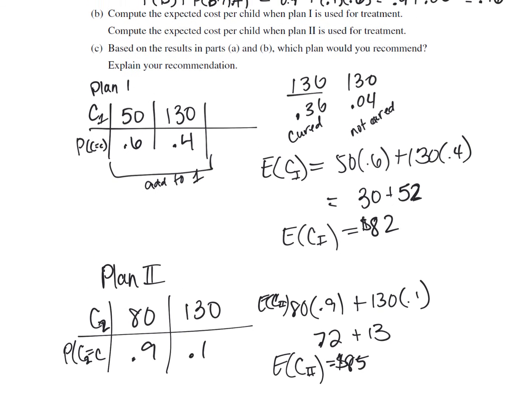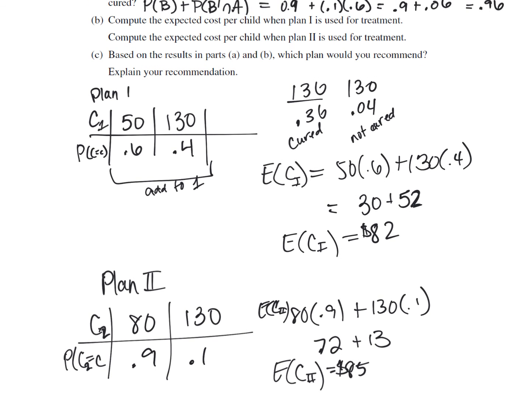So then the last question is, based on the results in part A and B, which plan would you recommend and explain why? Remember, you are working for the insurance company. You are not the parent. Oh, so we want to save money. We want to save money. We're the insurance company.